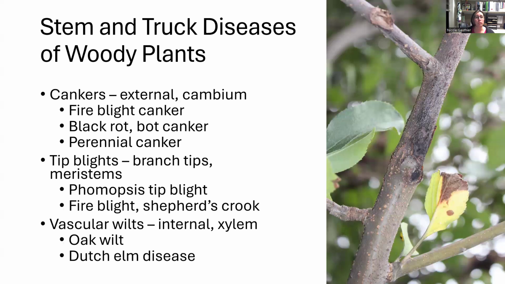And there is a third general group of stem and trunk diseases of woody plants, the vascular wilts. That's an internal rot or an internal infection, so infection of the xylem tissue where you'll see some necrosis. Some common ones there are oak wilt and Dutch elm disease. We don't have any major vascular wilts of tree fruit. So from here on, I'm not going to talk about vascular wilts. I'm going to focus on cankers and tip blights.